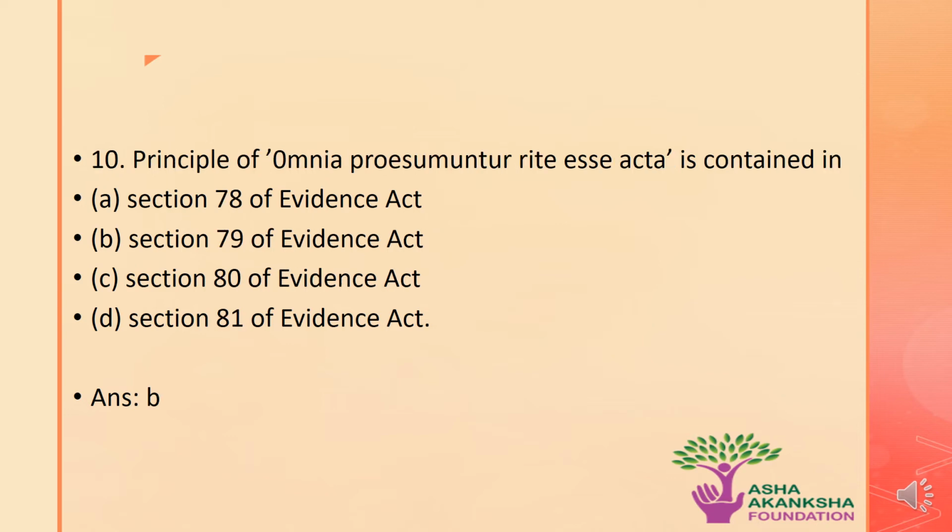The next question is: the principle omnia praesumuntur rite esse acta is contained in which of the following sections? The options are A. Section 78 of Evidence Act, B. Section 79 of Evidence Act, C. Section 80 of Evidence Act, or D. Section 81 of Evidence Act. The correct answer to this question is option B. That is, Section 79 of the Evidence Act talks about the principle of omnia praesumuntur rite esse acta.